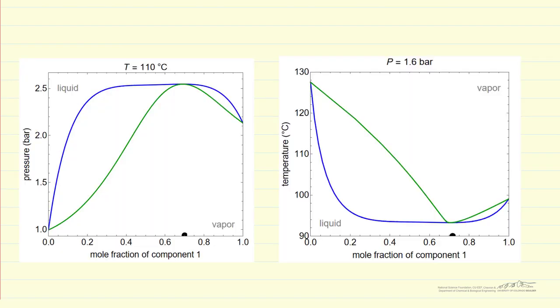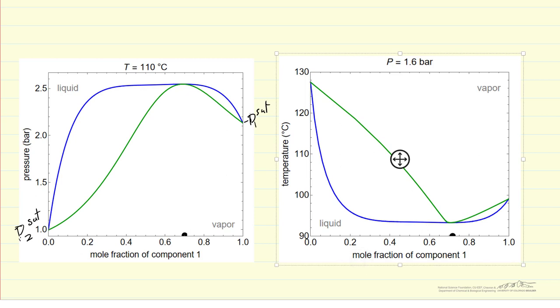So here's an example of an azeotrope. I'm plotting pressure versus mole fraction on the left, and then temperature versus mole fraction. So at 110 degrees, we get pressure versus mole fraction, and then I pick 1.6 bar to plot temperature versus mole fraction. You notice the deviation now is sufficiently positive that the pressure becomes higher than either of the saturation pressures. So this is P1 sat and this is P2 sat. And the azeotrope is this point.